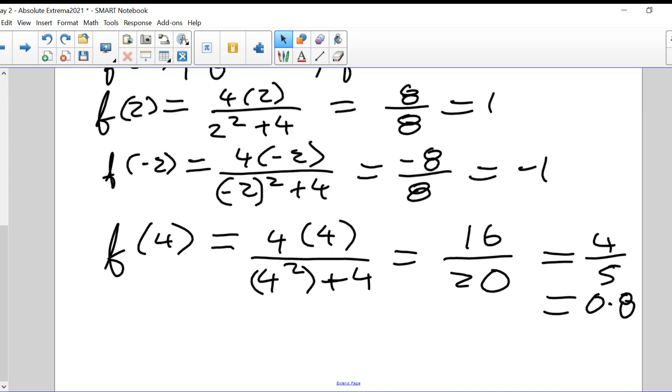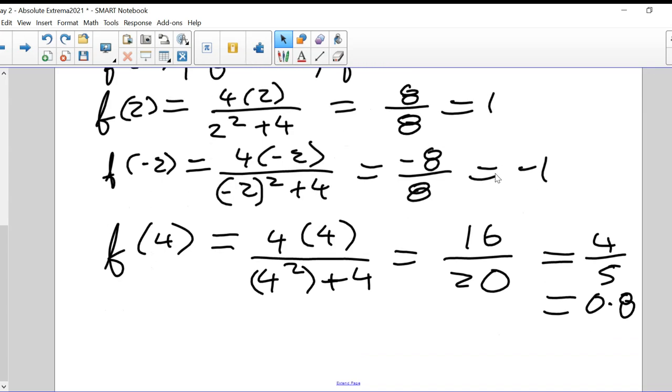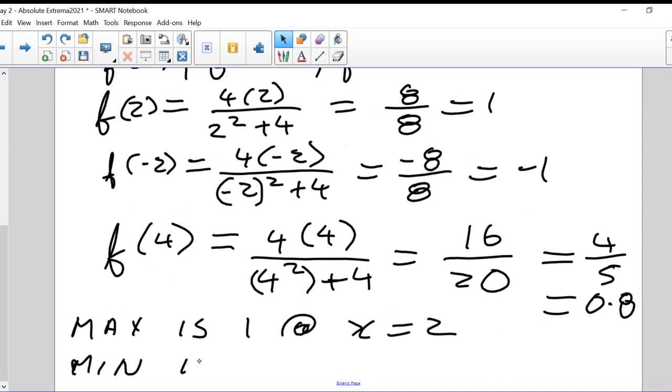So now we have our candidates. Let's just compare our values. We have plus and minus 1, and we have 0.8. So clearly, these two answers here would represent one as the max, one as the min. So the max is 1 at x equals 2, and the min is minus 1 at x equals minus 2.